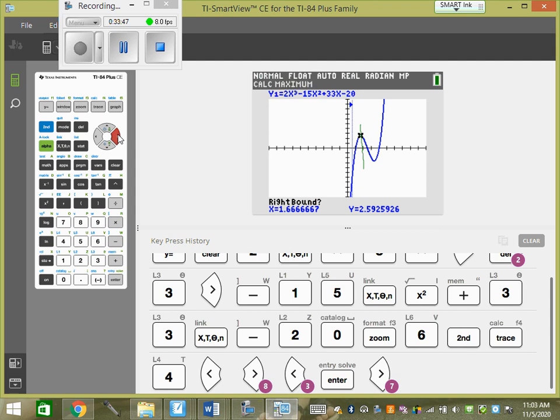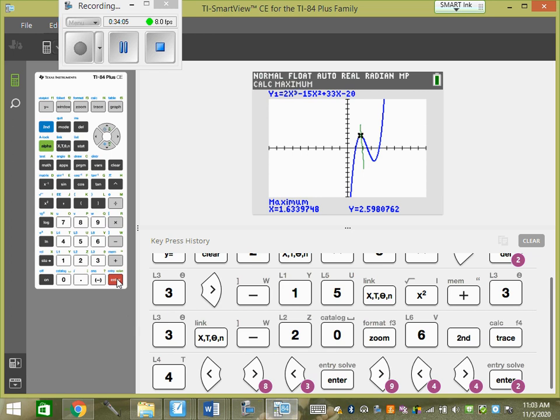So I'm just going to, there, I'm on the right of it. That's good enough. I could have literally just been on the left here, hit enter, then on the right here, hit enter. Like I don't need to be crazy far over. And then I hit enter when it says guess again. So left bound, I have to be on the left, hit enter. Right bound, I have to be on the right, hit enter. And when it says guess, I just hit enter again.